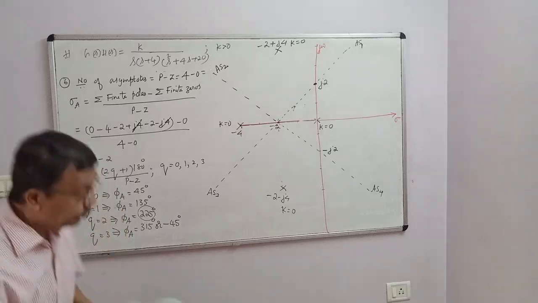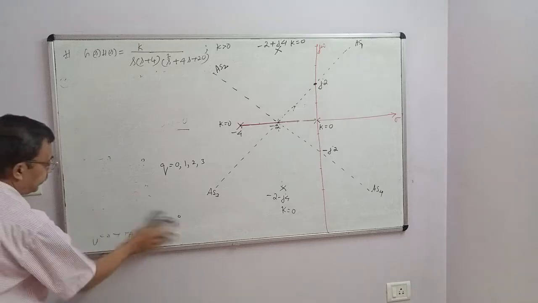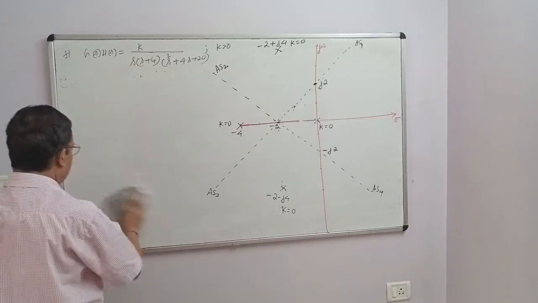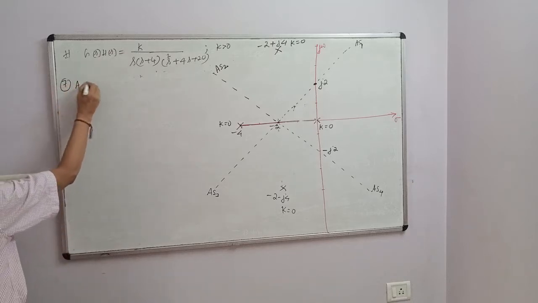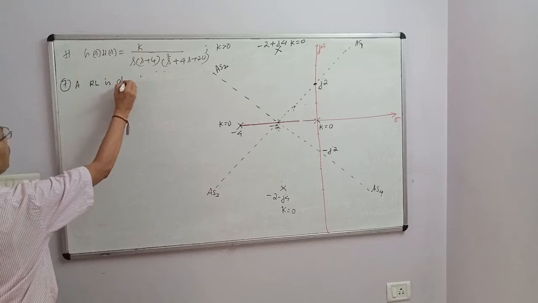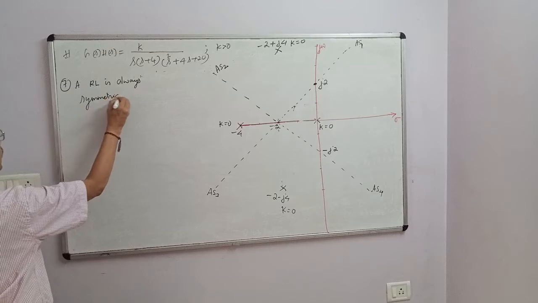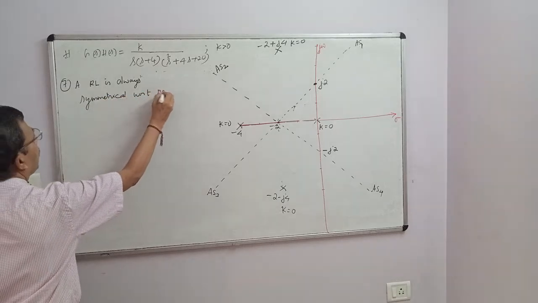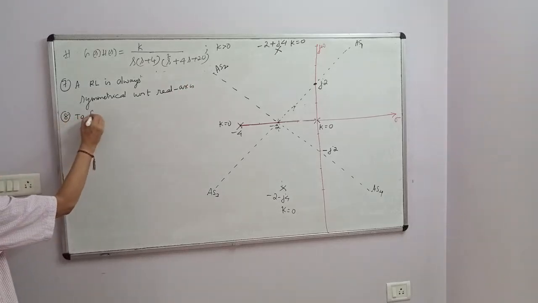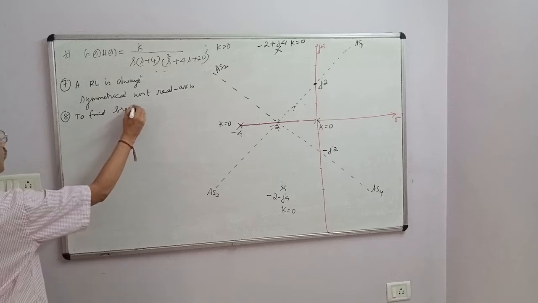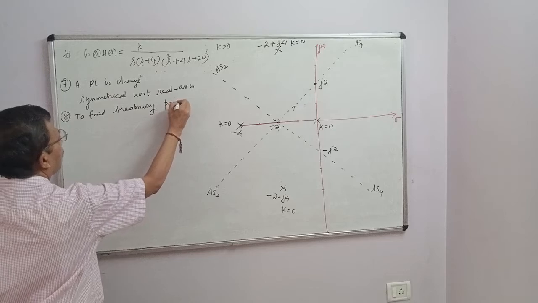Next step. A root locus is always symmetrical with respect to the real axis. Step number 8: to find breakaway points.